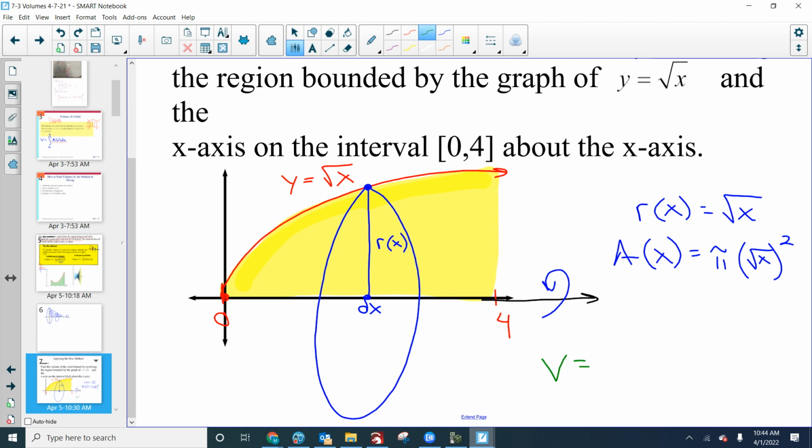Volume is the integral from 0 to 4 of that a of x formula, pi radical x squared dx. And I know radical x squared is just x. I'm just writing it there so you see it's a circle formula, pi r squared. If you want to plug in pi x dx in your calculator to get that volume, you're welcome to. Has anybody plugged that in yet? All right, let's get in the habit. Let's go ahead and plug it in.